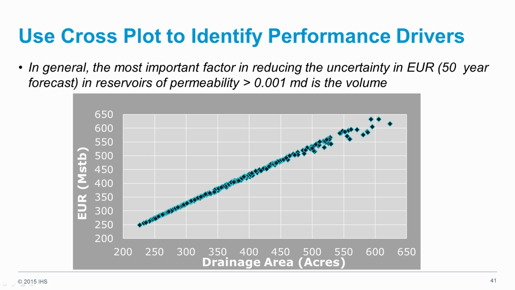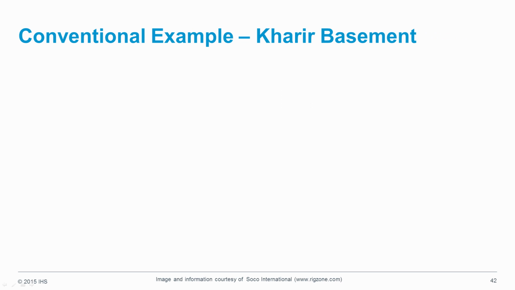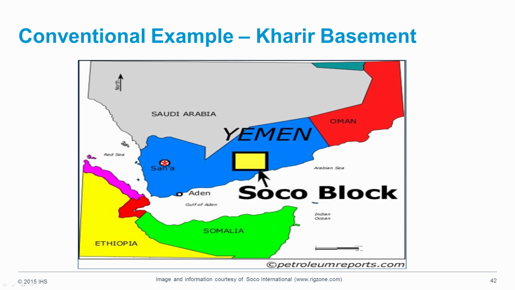So this concludes the Bakken field example, and now we're going to apply the approach to a more conventional reservoir. As I've mentioned before, this approach is not constrained to only unconventionals. It can be applied to any system. And so the next example will be in the Kharir basement in Yemen. And here's a look at where that is.